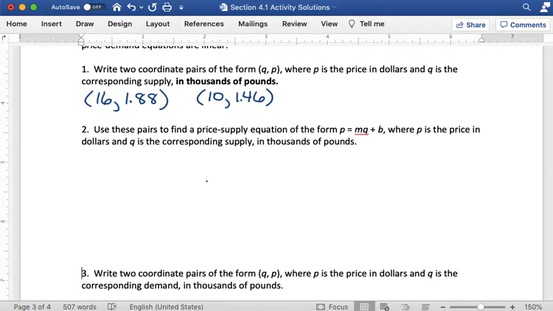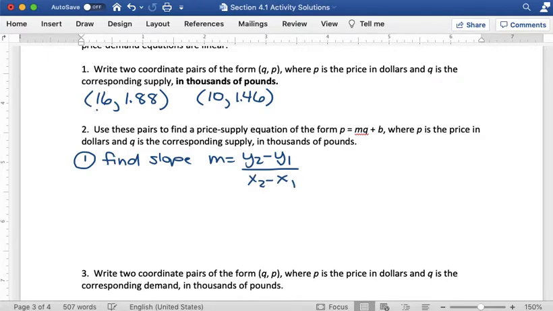So using these 2 points to find a price supply equation of the form P equals MQ plus B. So this is a y equals mx plus b equation. We need to find the m and we need to find the b. So first we need to find the slope. Using the formula, slope equals y2 minus y1 over x2 minus x1.